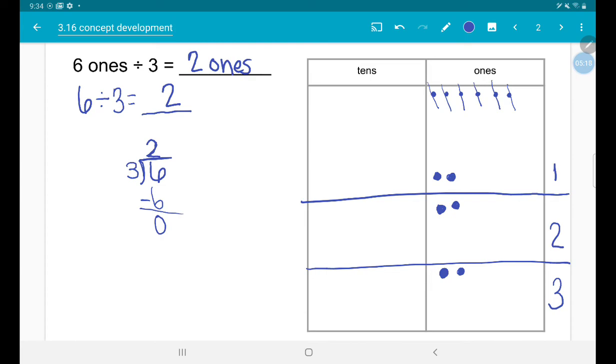Okay. We're going to do a couple more of these. Go ahead and erase your work mat. You can even erase the problem.